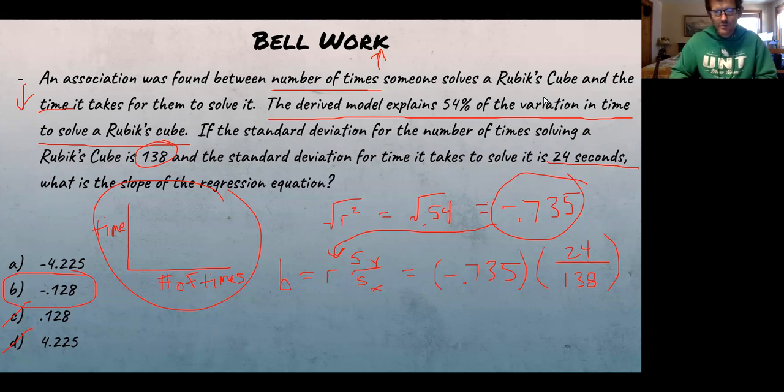And so the two things where you could go wrong are, first, not showing that this is a negative correlation, and the second is flipping which is your X and your Y standard deviation. So either of A and C are kind of your best bad answers, but still, negative 0.128 is correct.